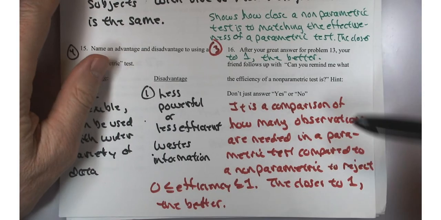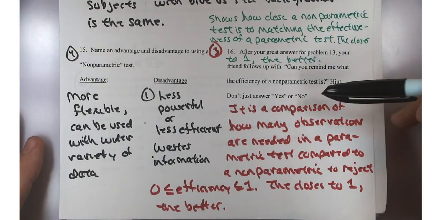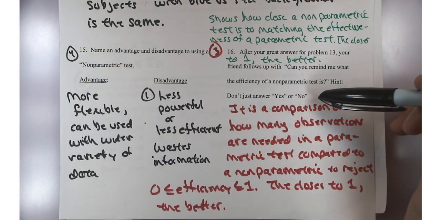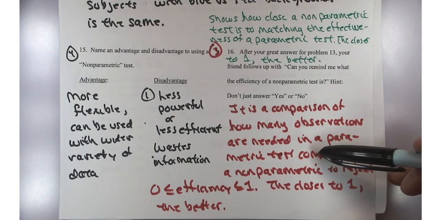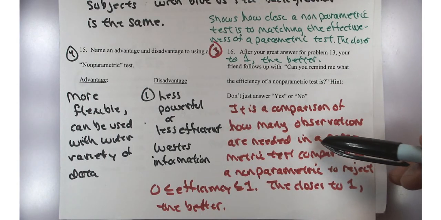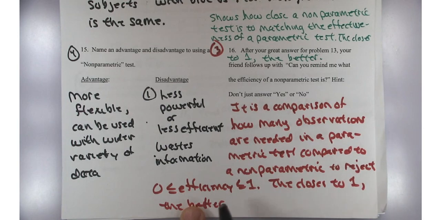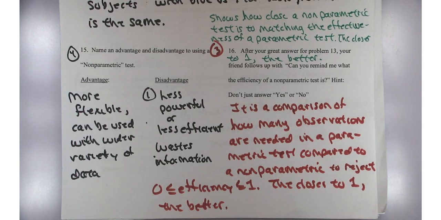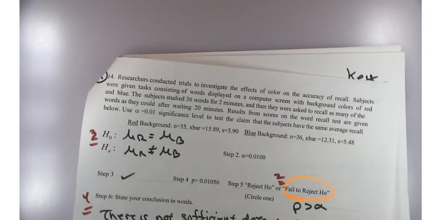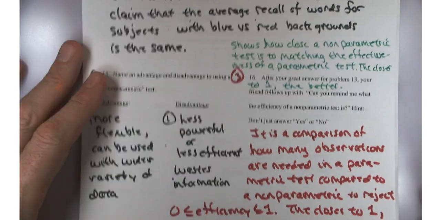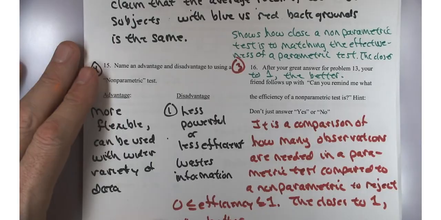It's a ratio. How many values do you need for your non-parametric test compared to how many values you need for your parametric test? The closer that is to 1, the better your test is. So those would be a couple things about efficiency. Any other comments or thoughts about this in general?